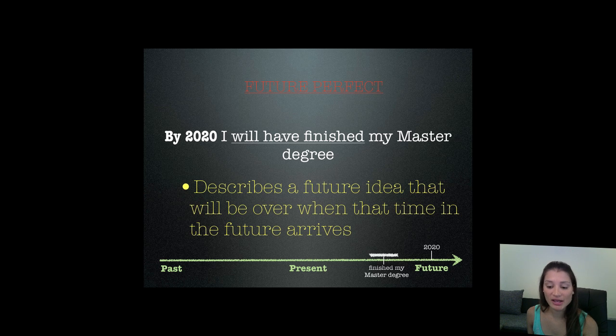So the action is located in the future because I'm talking about 2020. And the idea of finishing my master's degree is before 2020. So what I'm saying is that I'm making a plan that will be over before the time that I mentioned arrives. So before 2020, the action of finishing my master's degree will have happened already.